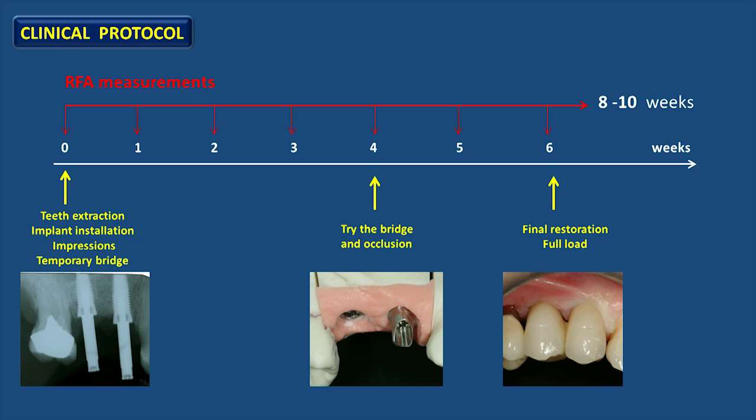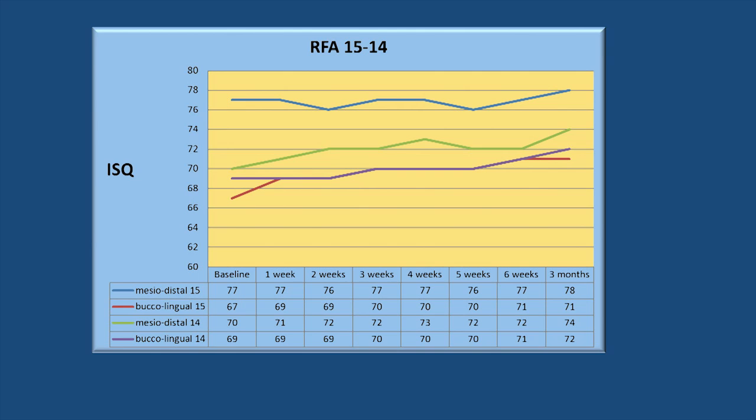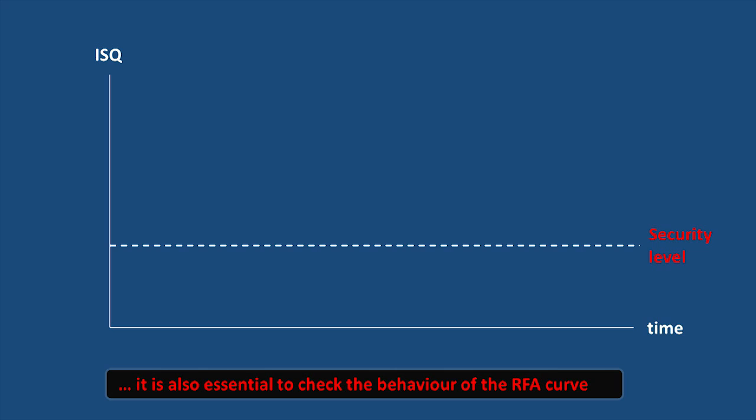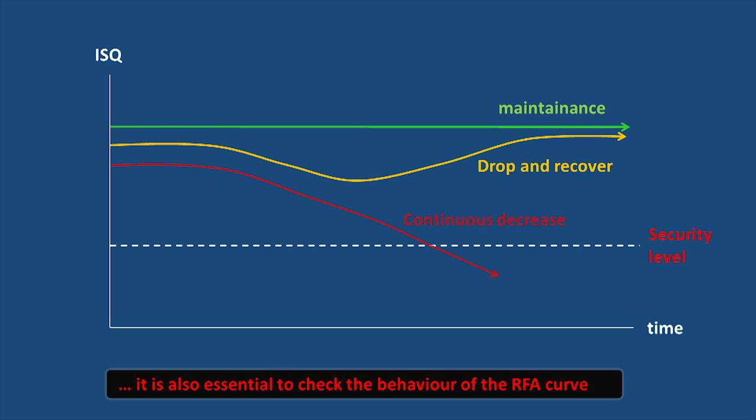It's very important, looking at the ISQ curves of these cases, that the RFA curve remain above a security level. If you notice that one of these curves tends to decrease, you have to remove the bridge from the occlusion. It is also very important to check the behavior of the RFA curve. Sometimes the curve is maintained over time. Sometimes you have a curve like this, a drop and a recovery, and sometimes a continuous decrease.